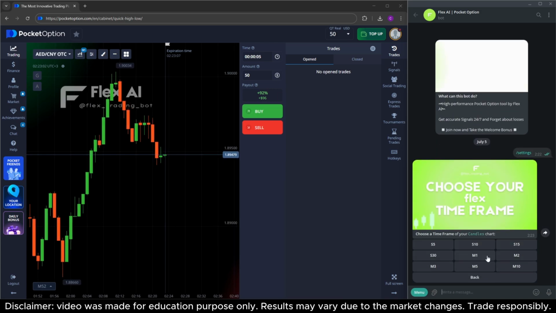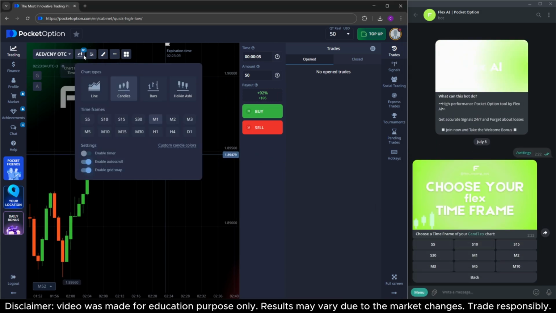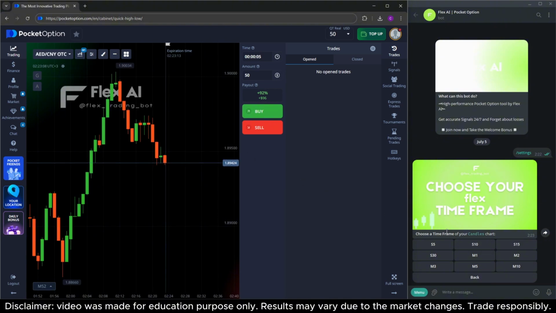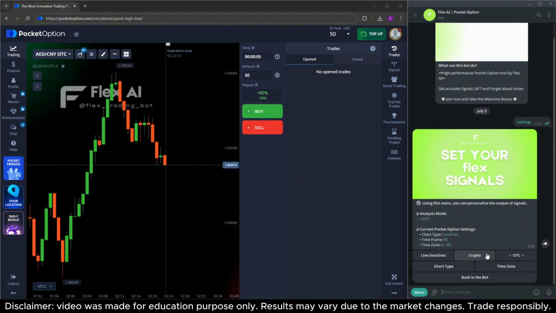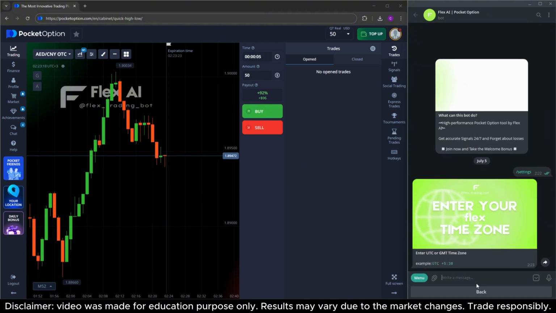When talking about customization, this is what it looks like. Live assets, OTC or crypto. Set your own charts type, time frame, and the most important, your time zone. Flex AI will fully synchronize with your own Pocket Option account.